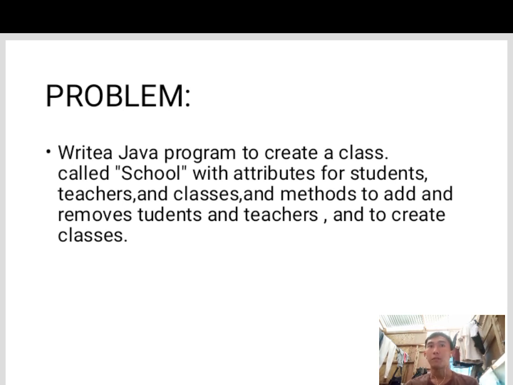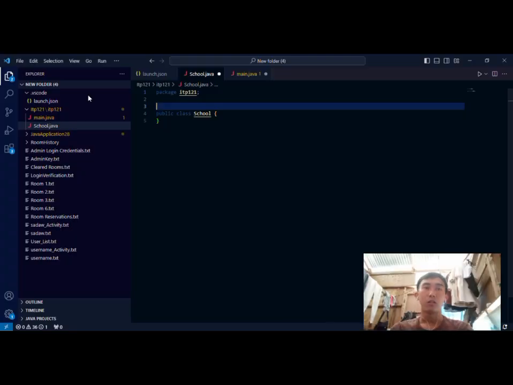So, the problem is: write a Java program to create a class called School with attributes for students, teachers, and classes, and methods to add and remove students and teachers, and to create classes. So, let's go. As you can see in my VS Code, we have two classes, which are the Main and the School.